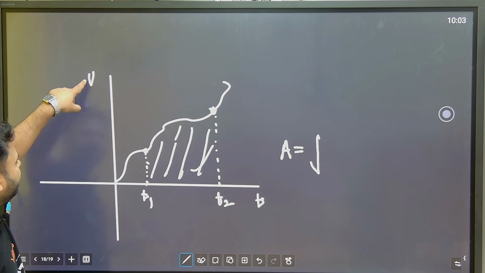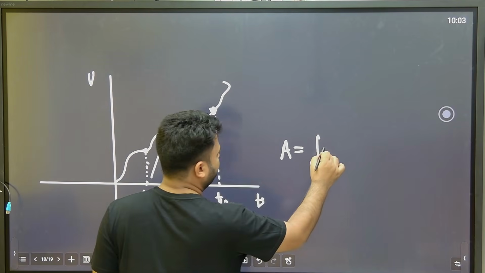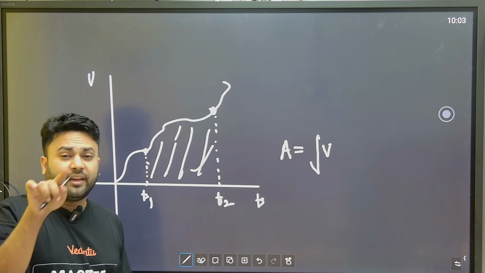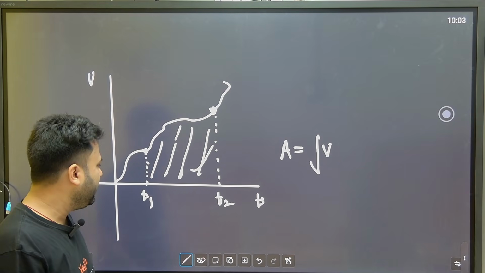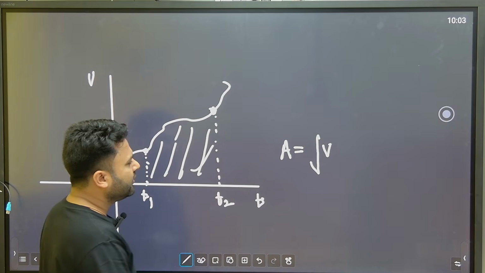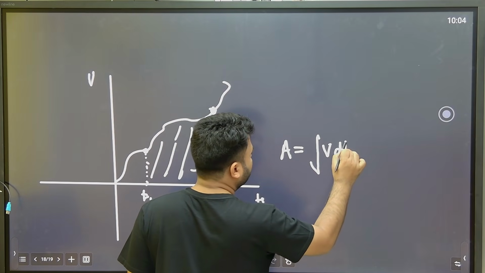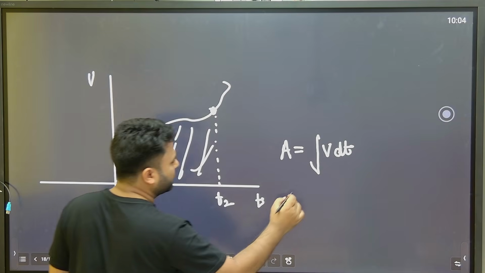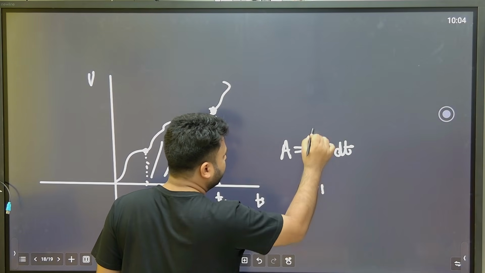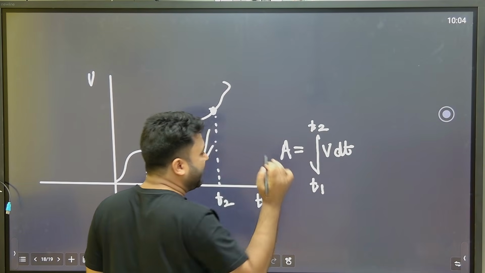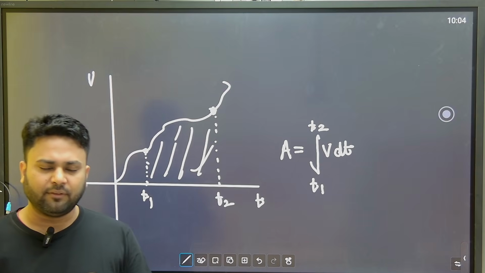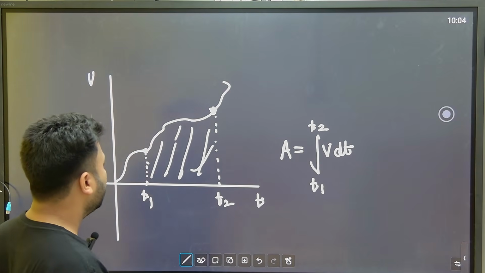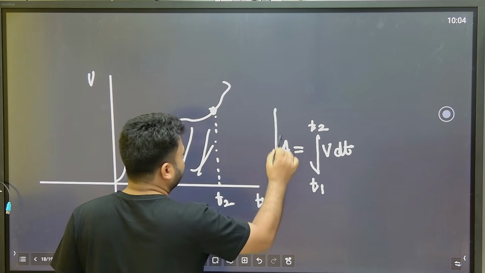Here in place of y we have v, so we will write v. Integration of y dx, in place of x we have t, so we will write dt. From where to where? From T1 to T2. First you learn this pattern, then we will learn about integration and all. So this is the area under the graph.